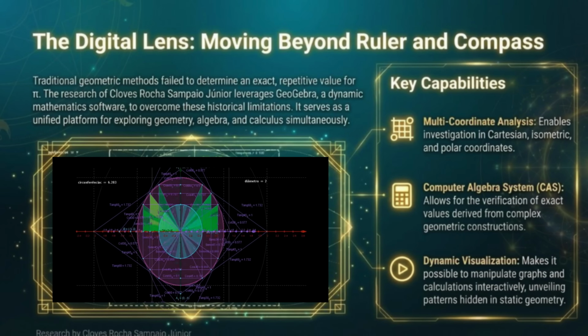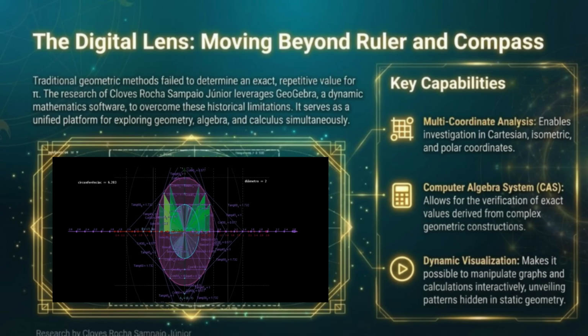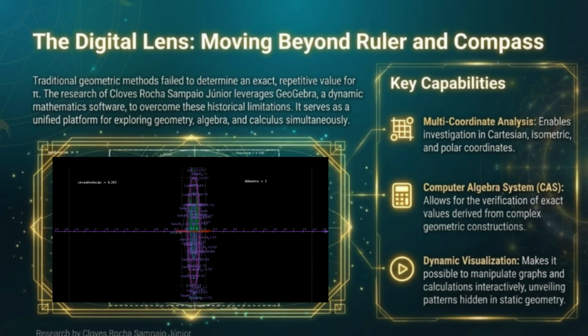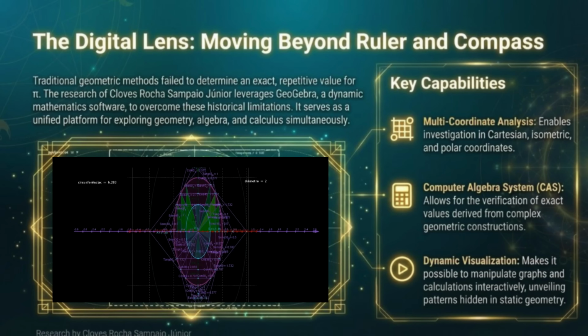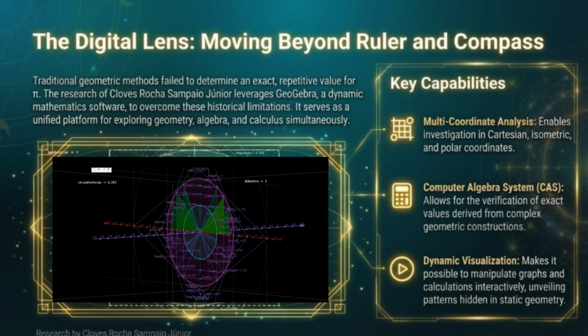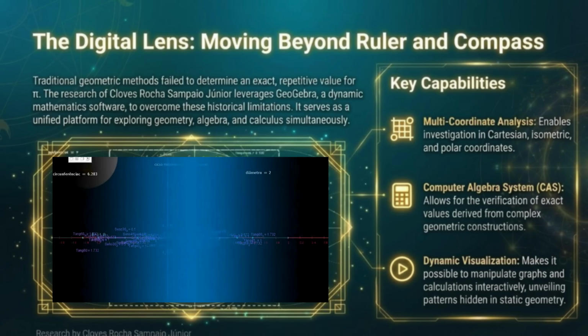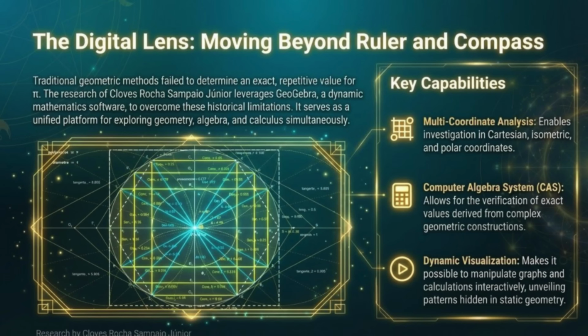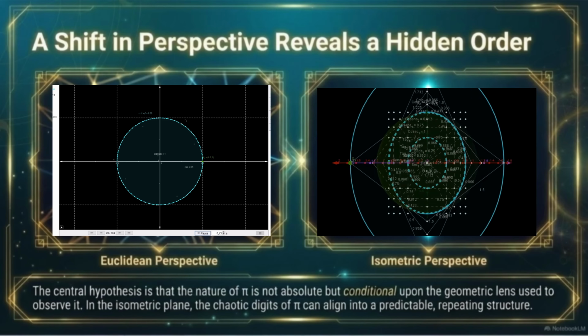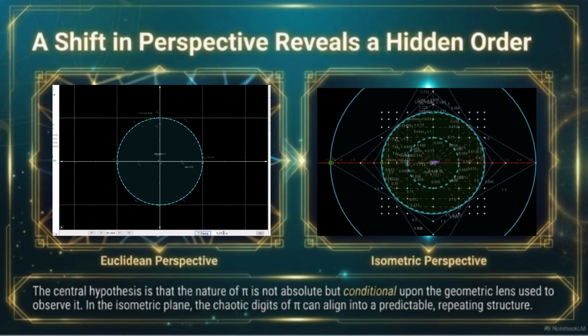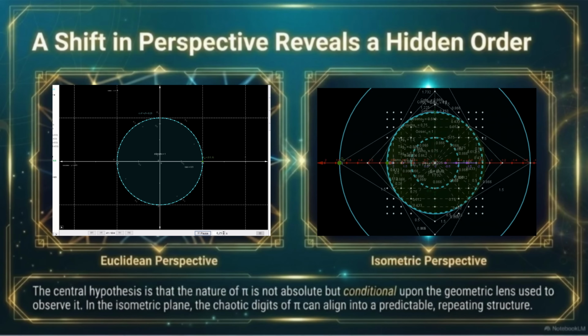In this explainer, we're diving into the research of Cloves Rocha Sampaio Junior, and his work puts forward a really radical idea that pi's irrationality isn't some absolute fact, but just a product of the way we've been looking at it all this time. So, here's the big idea, the core of this new vision. Pi's nature isn't absolute. Instead, the author proposes that its characteristics are conditional. They depend completely on the geometric lens we're using to look at the circle in the first place.